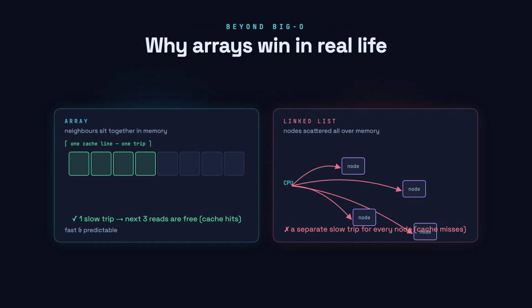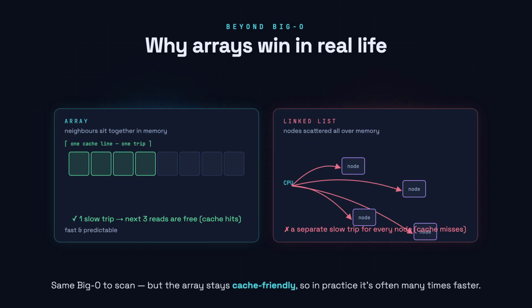For an array, that bet pays off perfectly. The neighbors are the very next elements, so one trip to memory serves many reads. For a linked list, the nodes are scattered all over, so the neighbors are usually useless, and the processor is forced to make a fresh, slow trip for every single node. This is why, even when the Big O looks identical, walking an array can be many times faster in practice than chasing a linked list through memory.